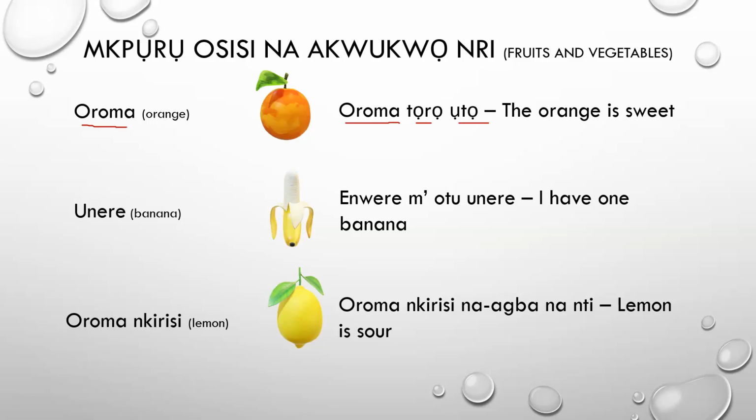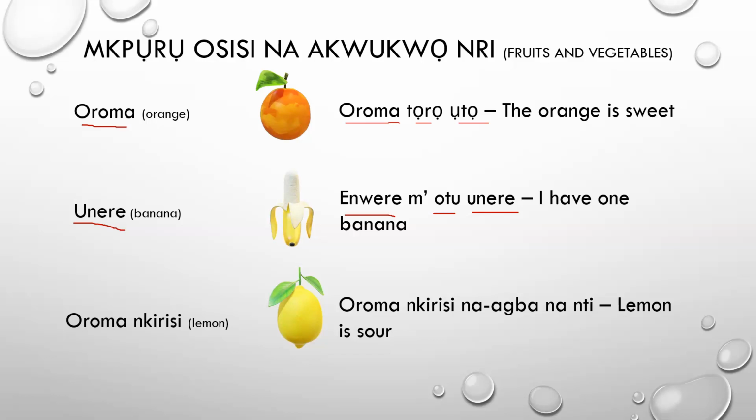The second one we have here is unere. Unere, which is banana. Enwere m otu unere. I have one banana. If in case you don't know how to count numbers in Igbo, check out the description box below. There will be links there so you can know how to do counting in Igbo. Okay, so otu means one.